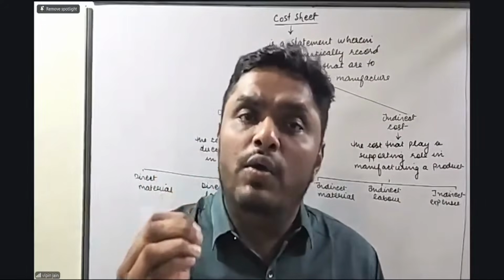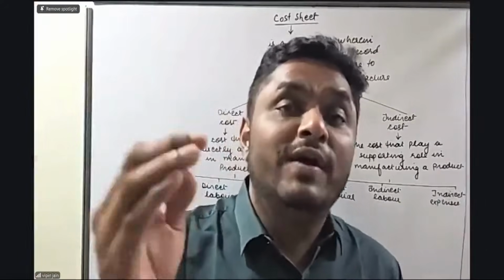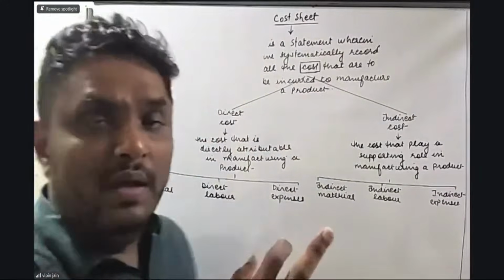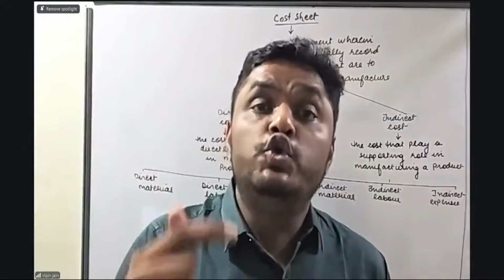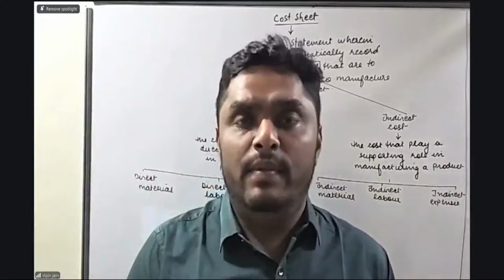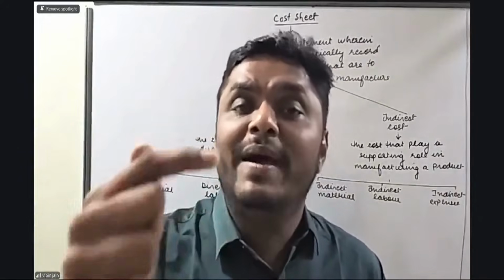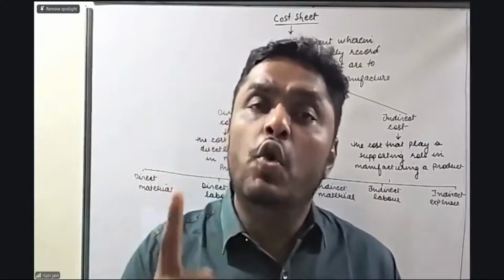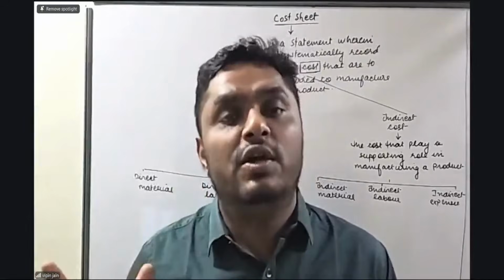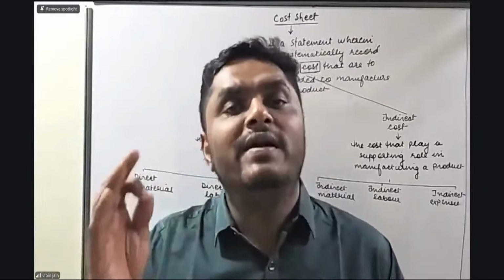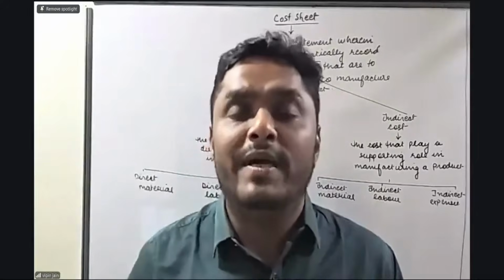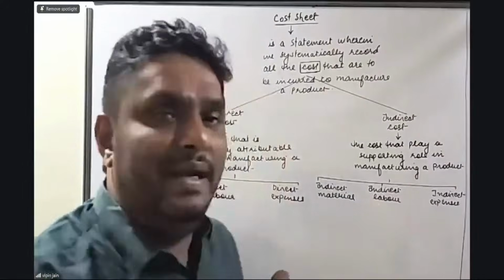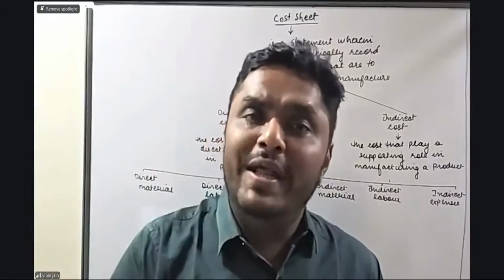So whatever the amount paid to these tailors or the workers who are actually stitching the shirt is what? My direct labor. Now, let's say to supervise the work done by these tailors, I have kept a supervisor. Now, supervisor is nowhere directly involved in manufacturing a shirt. But yes, to supervise the work done by them, we have to keep a supervisor. So the amount paid to that supervisor is what? My indirect labor.